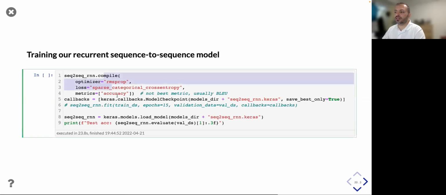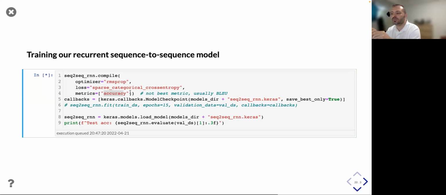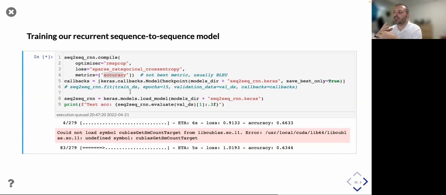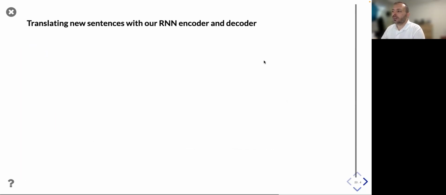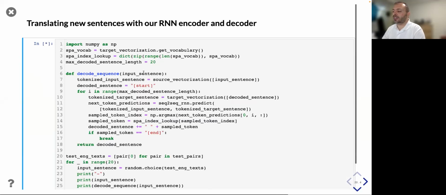Now, let's see how this would work. Actually, the training is nothing new. Here we use accuracy. It's not very good because accuracy means did we find the exact word that should be produced or not. Usually you use other kinds of metrics like the BLEU score. Nevertheless, we use accuracy and we get something like 63.4%. So in 63.4% of the cases, the predicted word was correct. Now, let's see some examples of what is translated using this.